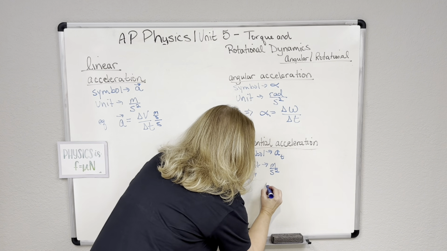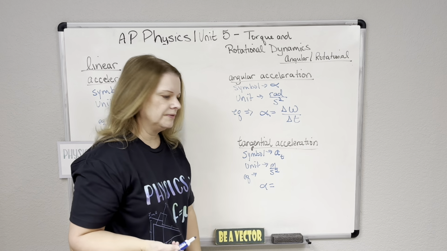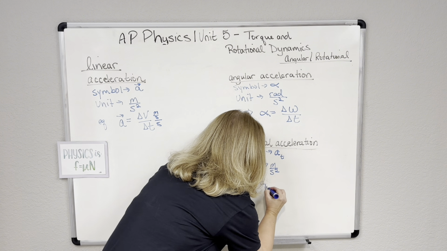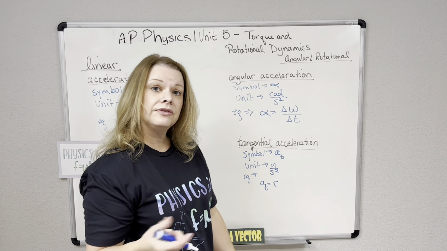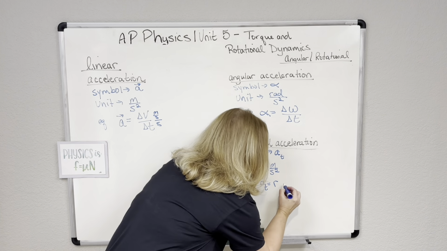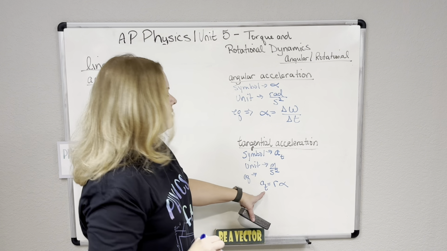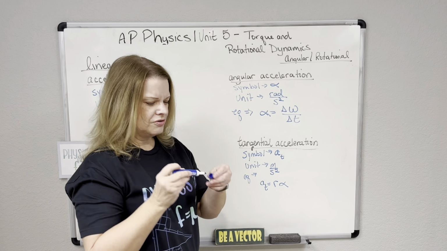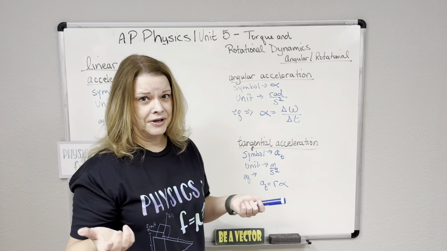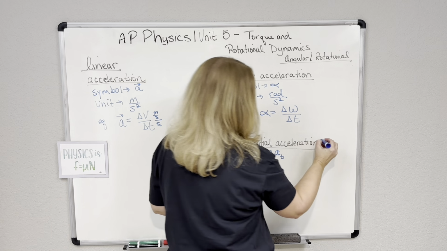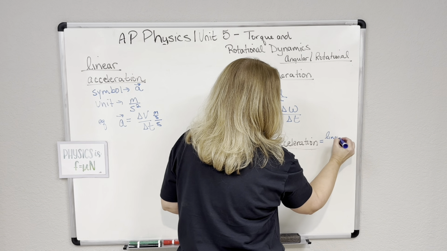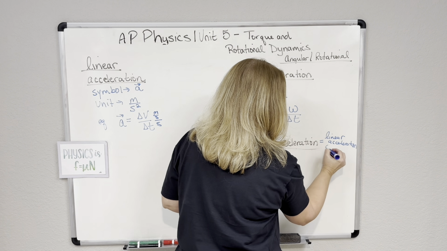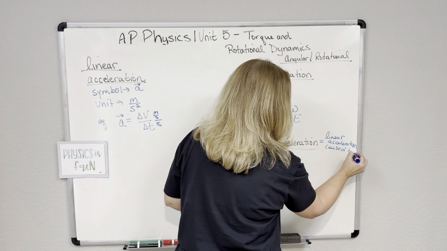And our equation is going to be that our tangential acceleration, I am so sorry, let's start that on the right. Our tangential acceleration is equal to the radius of your wheel or whatever you have times your angular acceleration. All right, now what is tangential acceleration? Let's talk about that. Man, that's hard to say 5 times fast. Tangential acceleration is linear acceleration caused by rotational motion.